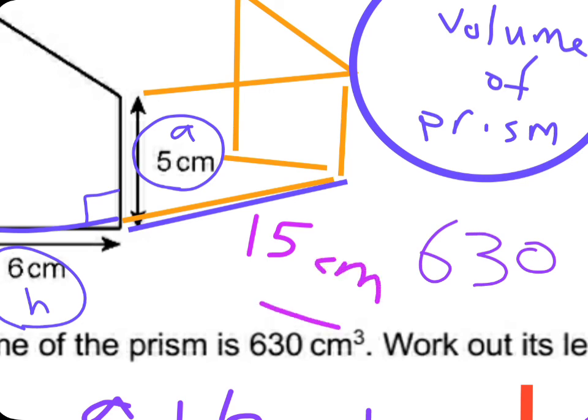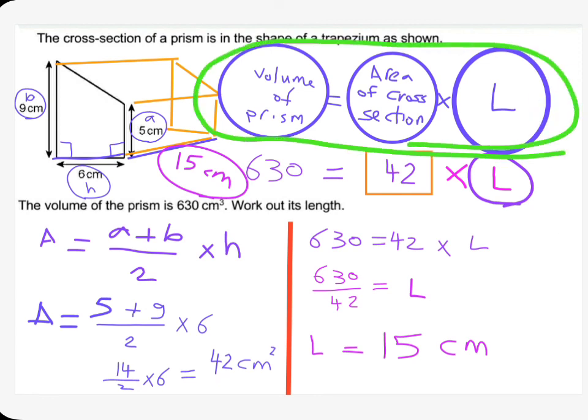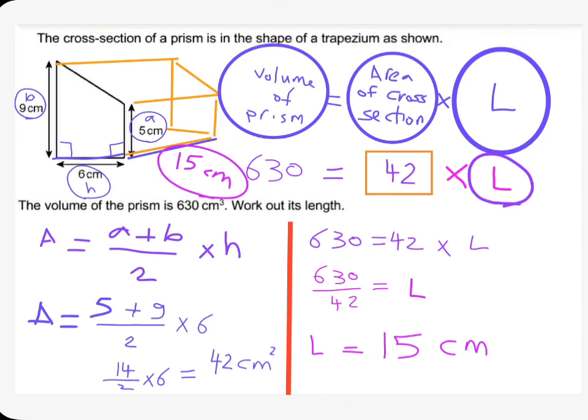Very good. How did we find this? First, we said that the volume of prism equals area of cross-section multiplied by the length. We used the area of cross-section here to find the area. We found 42 here, and then we use it here. Divide 630 by 42. We found that the length is 15 centimeter. And this is how you answer a question like this.